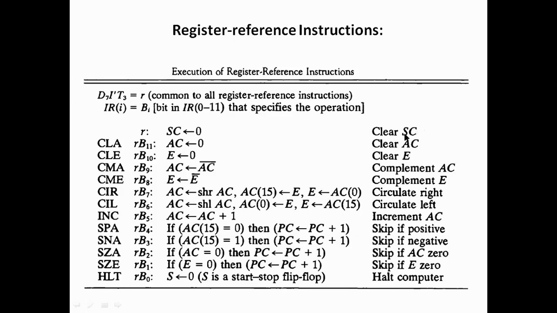obviously the sequence counter will be set to 0, as is there in the flowchart. And if R is on, implying that we are in a register reference instruction, and B11 is 1, fine. So if B11 is 1, that implies we have to clear the AC. So at that time the contents of the accumulator will be cleared, that is they will be put to 0. And the next is clear E. So at R and B10, the E flip-flop will be cleared.